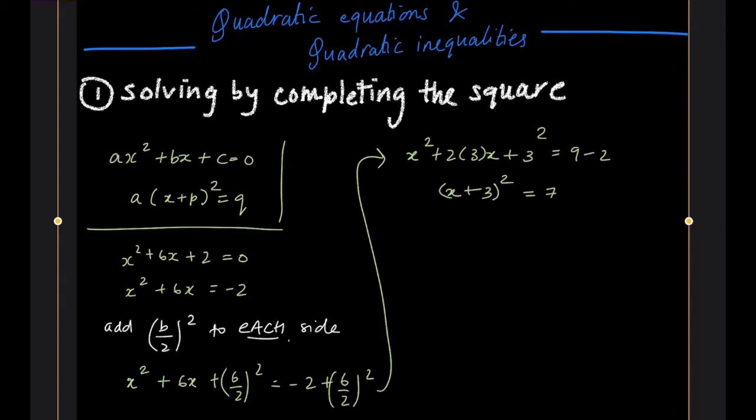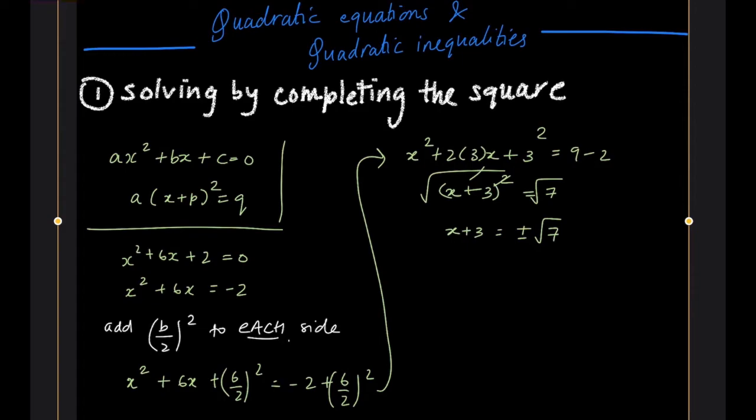Because if we were to expand this, it would be x squared plus 6x plus 9. But we just kept it shorter and put it in terms of 3. But either way, it is (x plus 3) squared, right? And now, if we take the root of both sides, this gets cancelled out. We get x plus 3 is equal to plus or minus root 7.